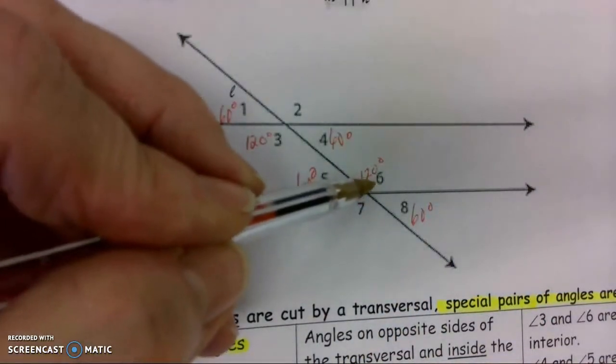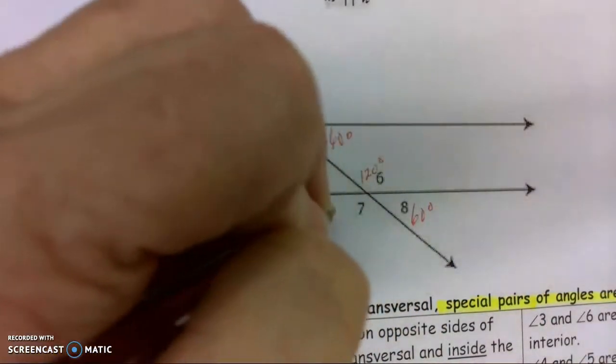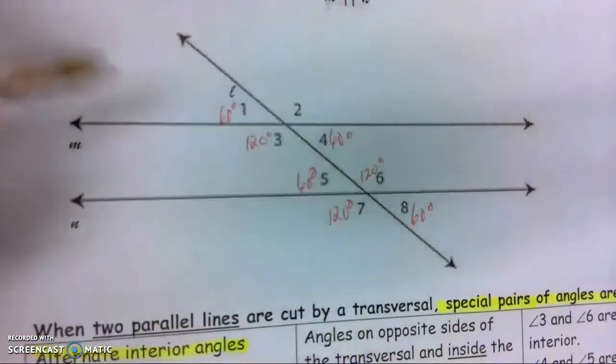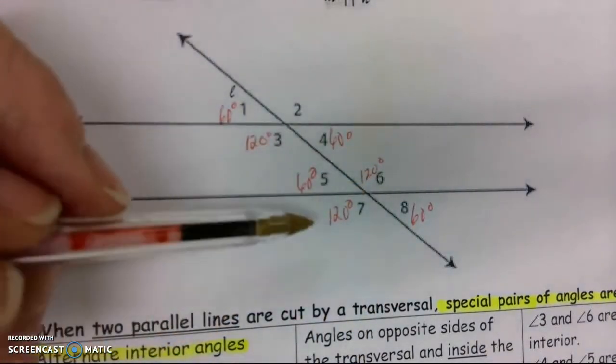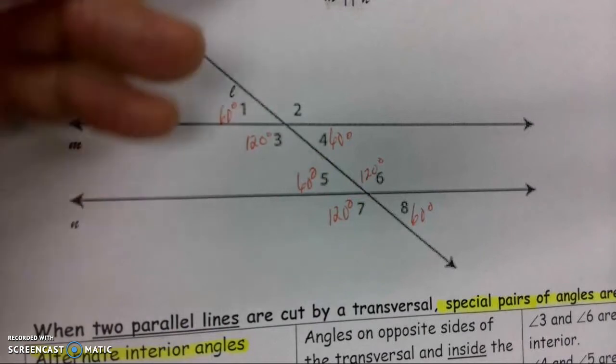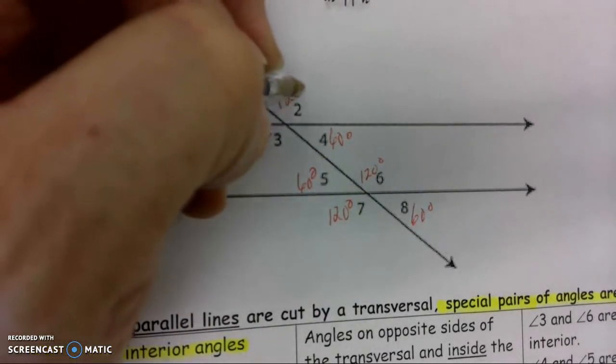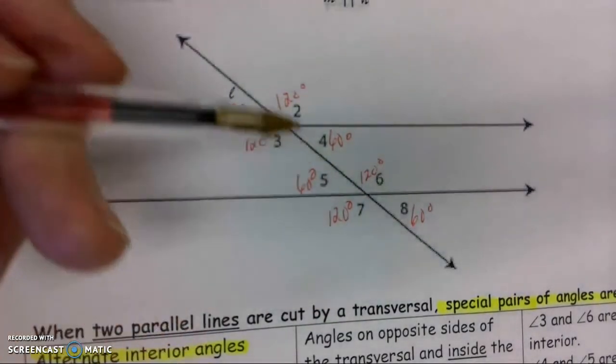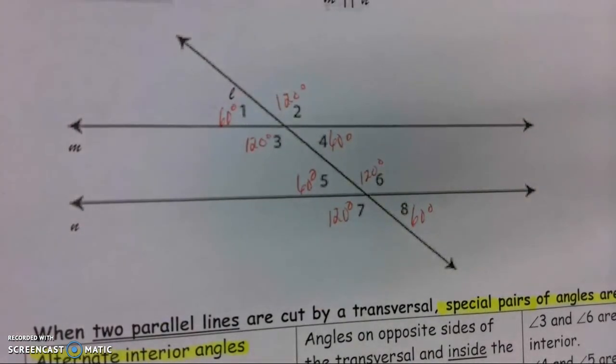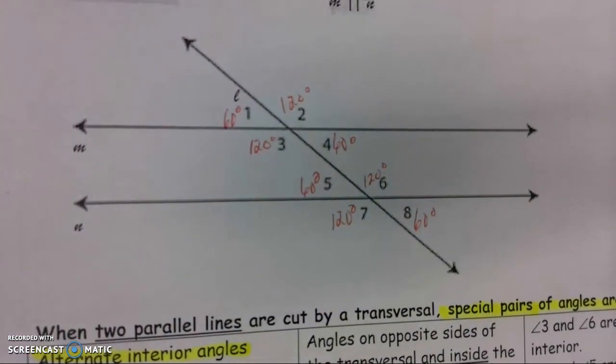I know that 7 is 120 degrees, vertical angles there. That means that 2 is also 120 degrees. Alternate exterior angles. Alternate exterior angles are also congruent. The next pair of angles I'm going to look at are corresponding.